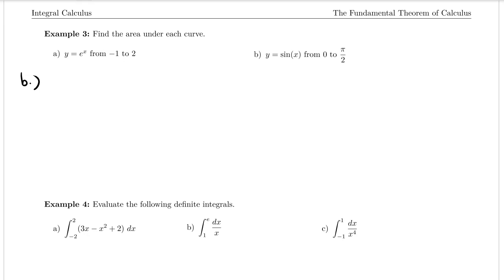All right, so for part B, we want to find the area under the sine graph between x equals 0 and x equals pi over 2.